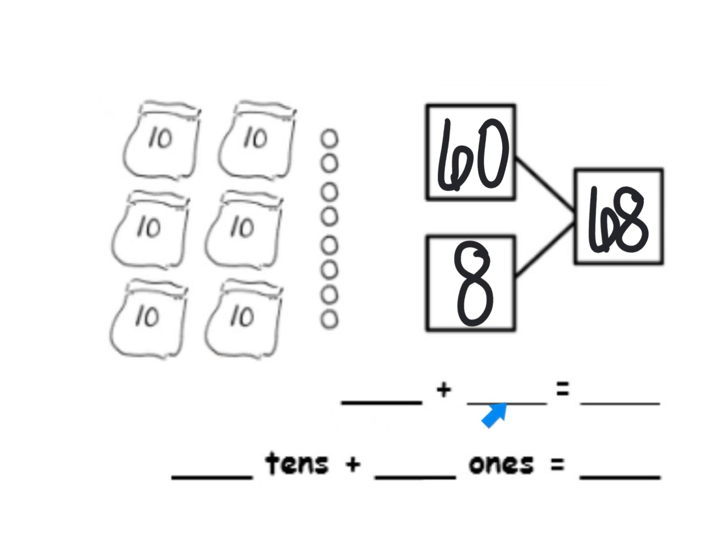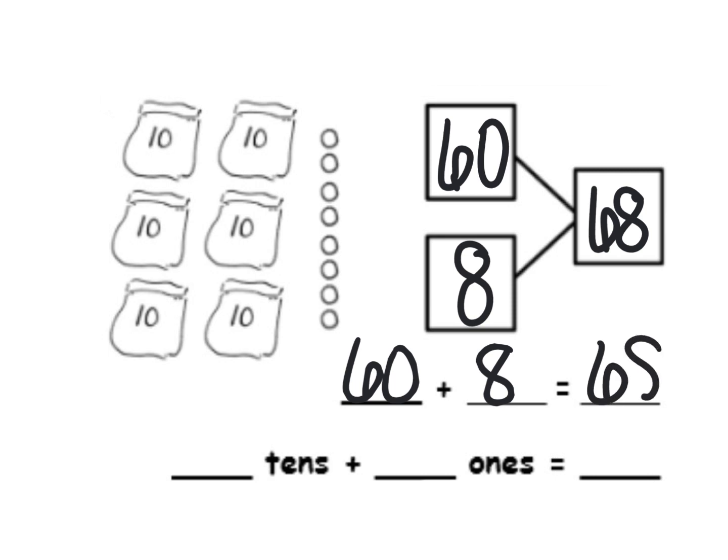Down here we have a problem. We need to fill it all in this time. So we need to take our first part, add our second part, and end with our whole. 60 plus 8 equals 68. Then we'll come down here and it's labeled for us. Blank tens plus blank ones equals blank. We'll fill that in with 6 tens plus 8 ones equals 68.